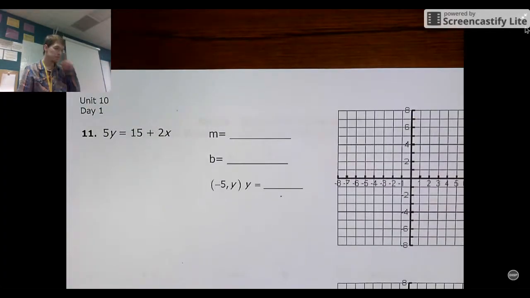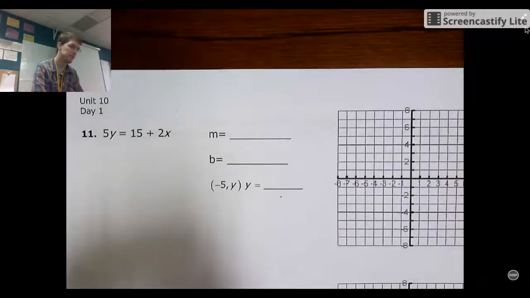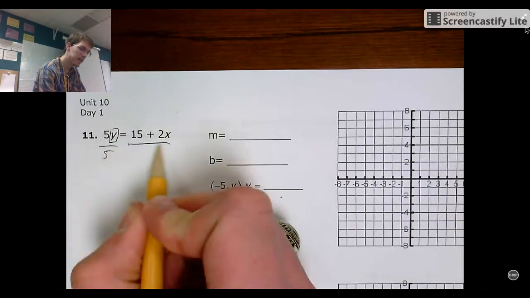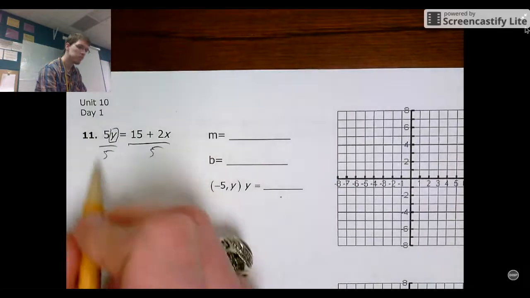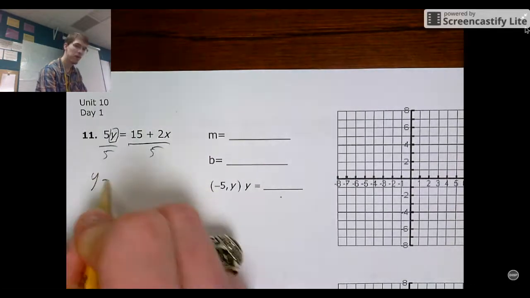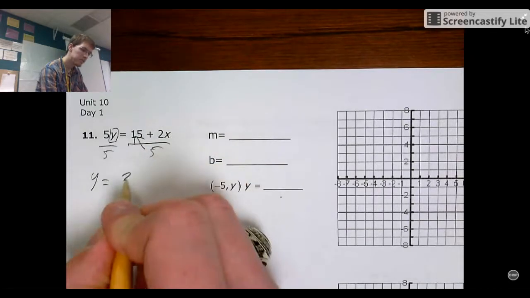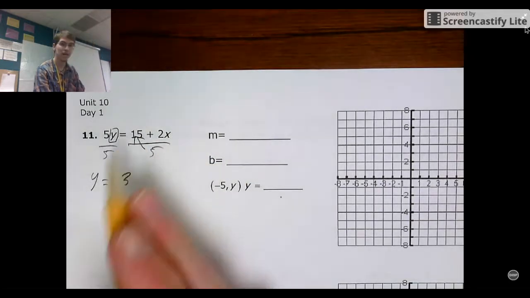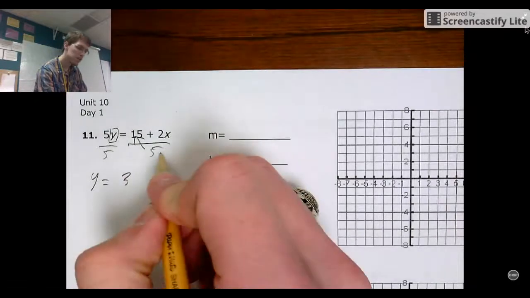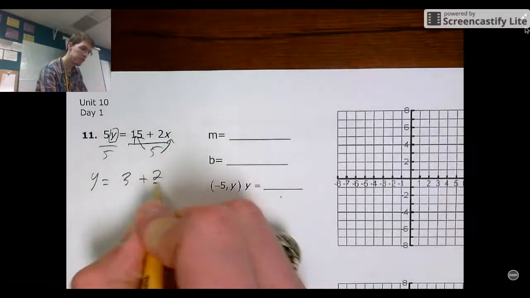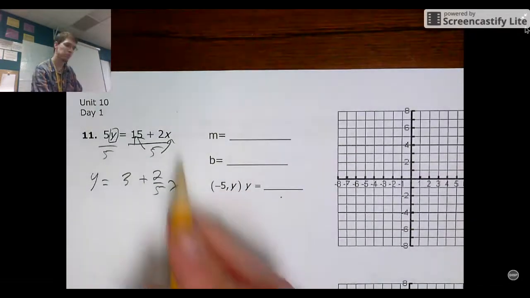Continuing on, we want y by itself still, right? So number 11 is y by itself. Close, but not quite. We have a 5y. So how do we go ahead and divide by 5 on everything? 5 divided by 5 is 1, so we get just y. 15 divided by 5 is 3. There's no x there, so there's not an x here. 2 divided by 5 is 2/5, so we get plus 2/5 x, because there was an x there.